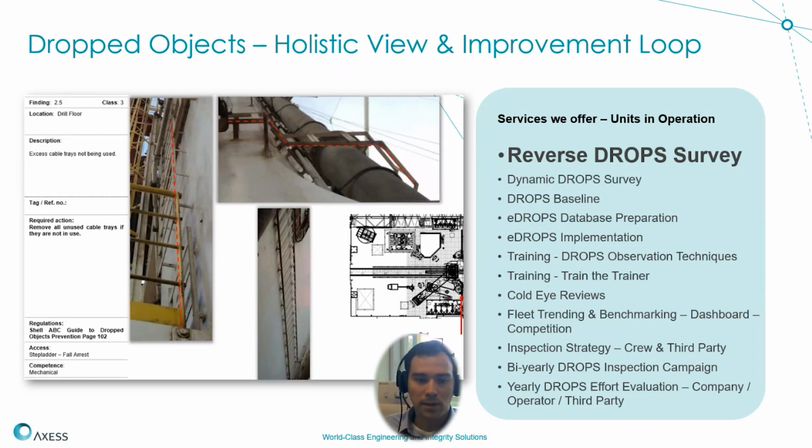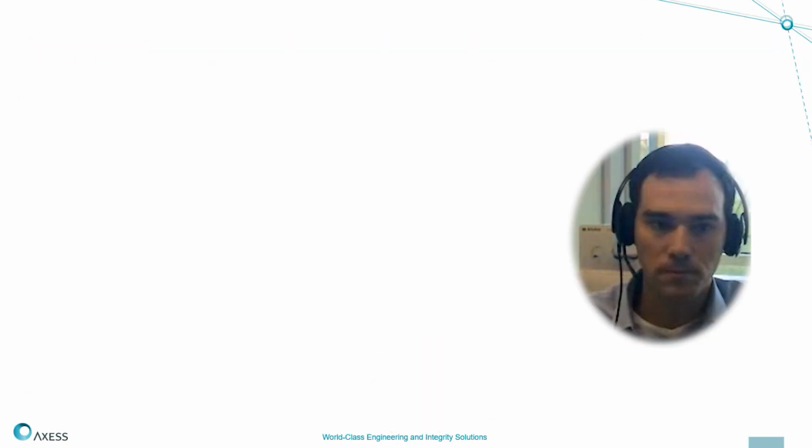This was a cable tray that had not been used. I think there was some system that was decommissioned, and no one thought of removing it. So we went there, found something that doesn't seem to be used, and asked, why don't we remove these cable trays altogether, as we know cable trays can be a source of dropped objects as well.